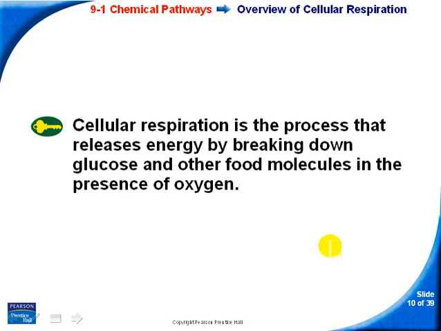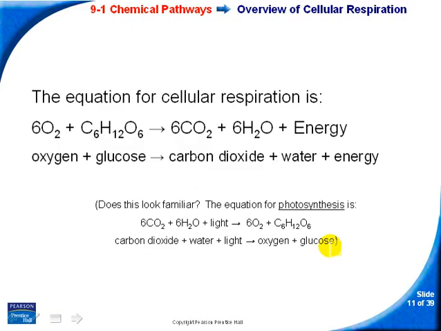So, cellular respiration is the process that releases energy by breaking down glucose and other food molecules in the presence of oxygen. Here's the equation for it. Here's our glucose right here, and we do it in the presence of oxygen, and what we get out of it is energy, and that energy is in the form of ATP, and as a result we make carbon dioxide and water. Now, this should look really familiar, doesn't it? It's basically the equation for photosynthesis, except backwards.